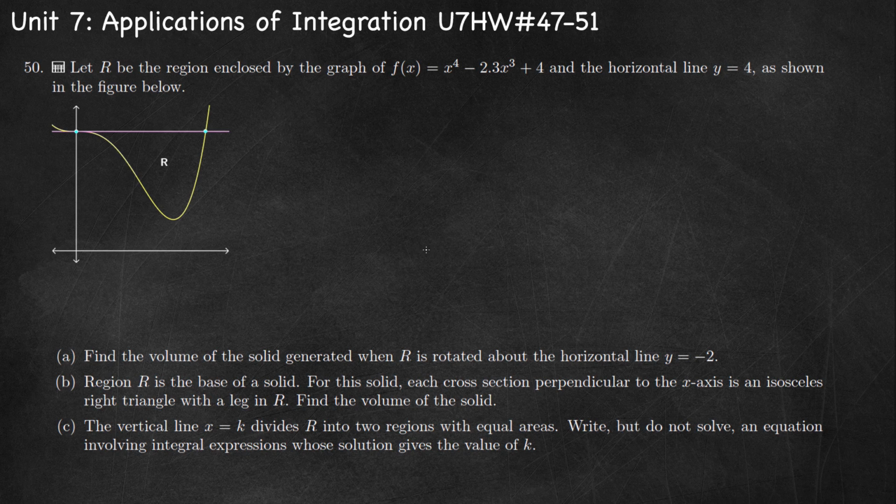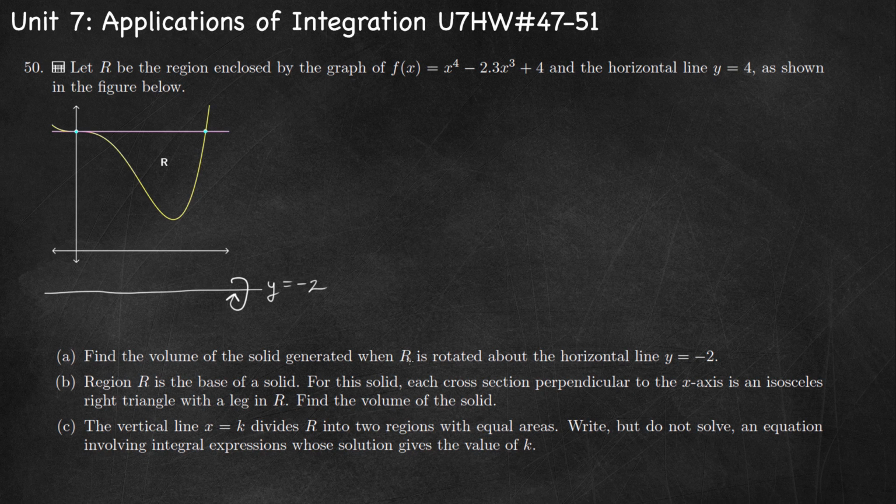Number 50. Let R be the region enclosed by the graph of f of x equals x to the power 4 minus 2.3x cubed plus 4, and the horizontal line y equals 4, as shown in the figure below. For part A, we want to find the volume of the solid generated when R is rotated about the horizontal line y equals negative 2. So y equals negative 2 is right here. That's our axis of rotation.